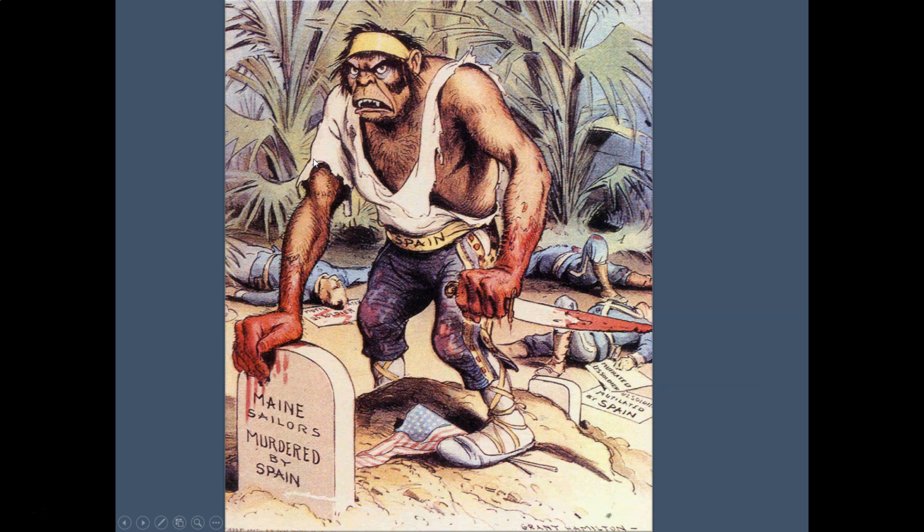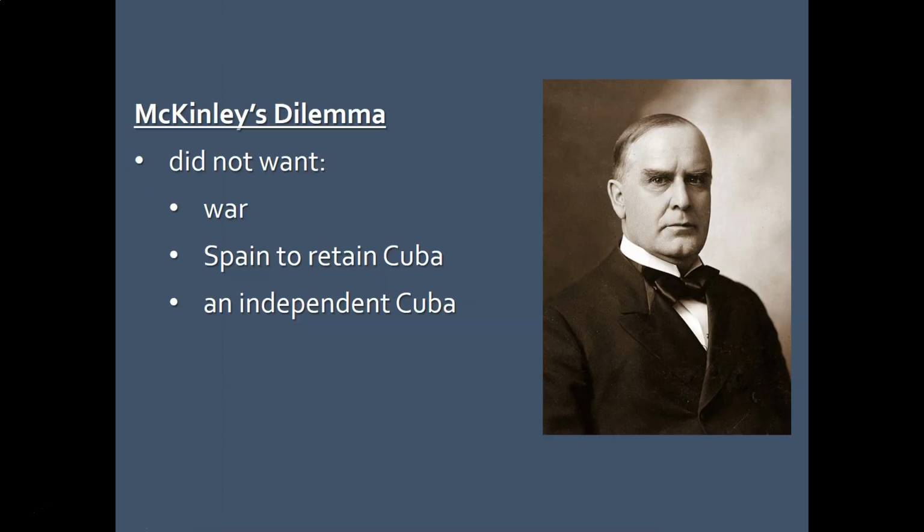And you can see in this cartoon the Spanish are being depicted as some sort of monsters. You can see how they've murdered these American sailors, and they're standing on American flags, and just, over the top.